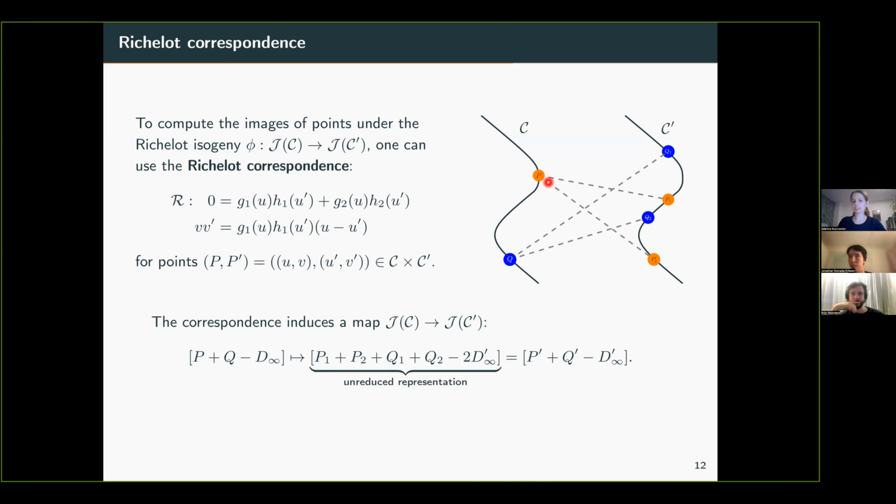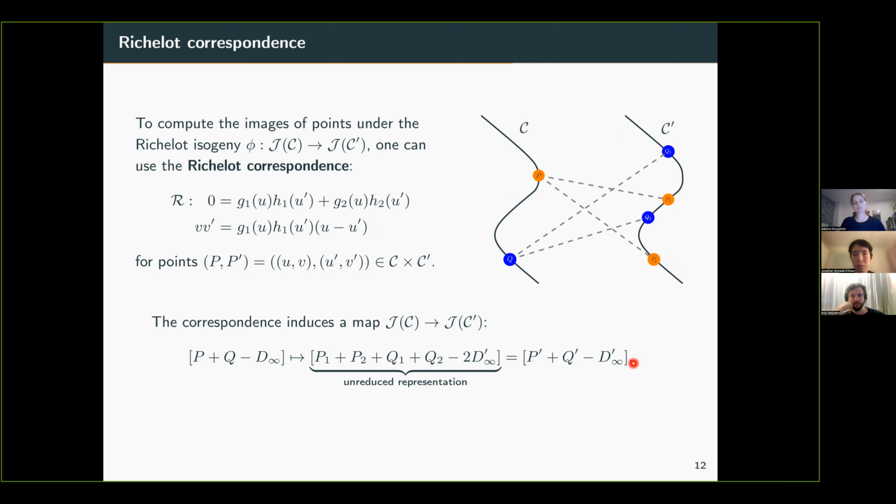Now we take a point on C and we plug the coordinates of this point P into this Richelot correspondence on the left. The first equation will then give us a quadratic equation in U prime, and solving this, we get two values for U prime. Now one can plug this into the second equation, and for each U prime one will always get one value for V prime. In other words, there are 2 points on the curve C prime that correspond to P. And those are the points P1 and P2 here.